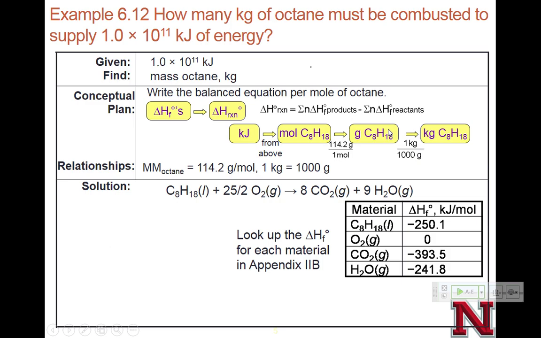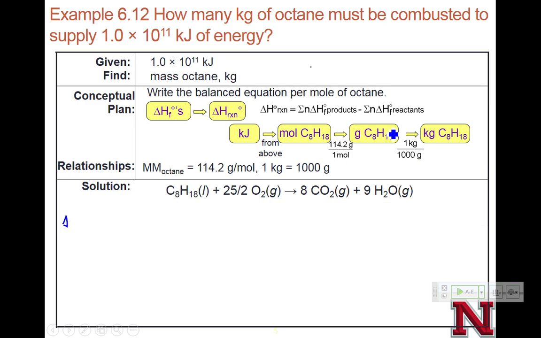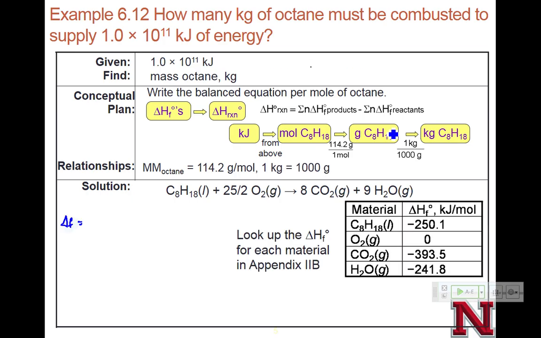So our delta H of our reaction. There we go. I lost my numbers. It is going to be 8 times our delta H of formation of CO2, which is negative 393.5. The 8 is just that coefficient. Plus 9 times our delta H of formation of H2O gas, which is very important.